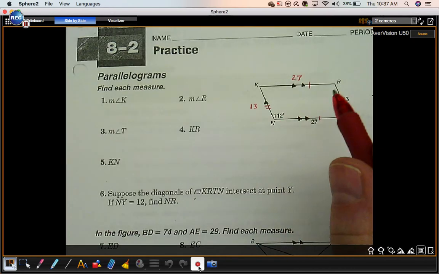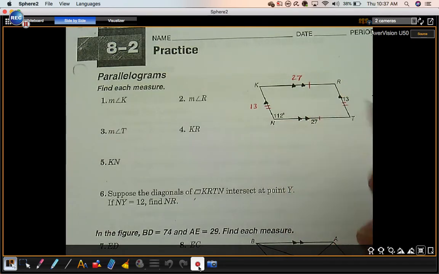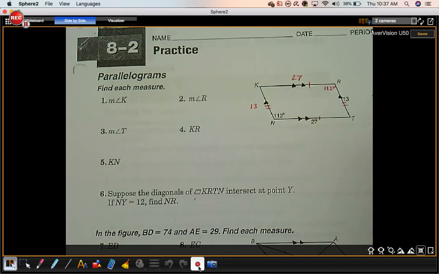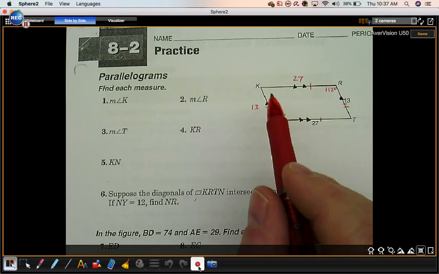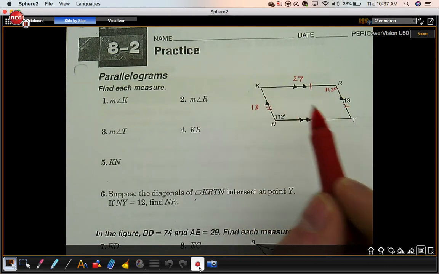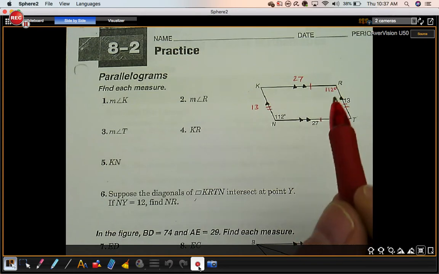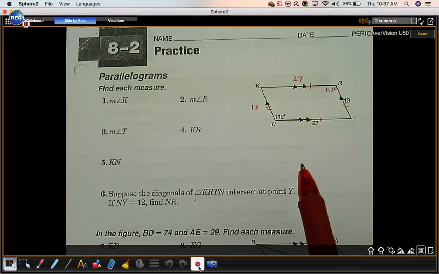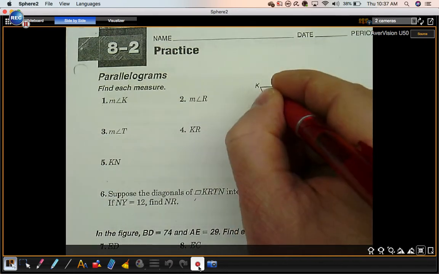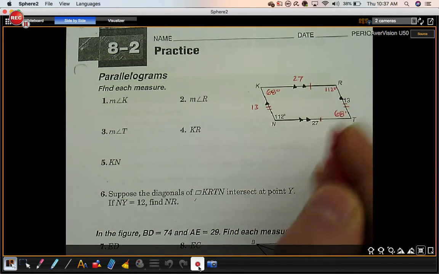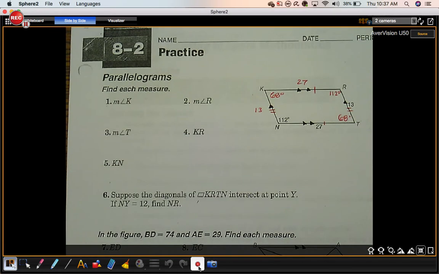Also, the opposite angles are congruent. So if that's 112, angle R is 112. These angles match as well because they're opposite, but they're not going to be 112. They're going to be supplementary to that. So these angles are going to be 68. 68 and 112 out of the 180.